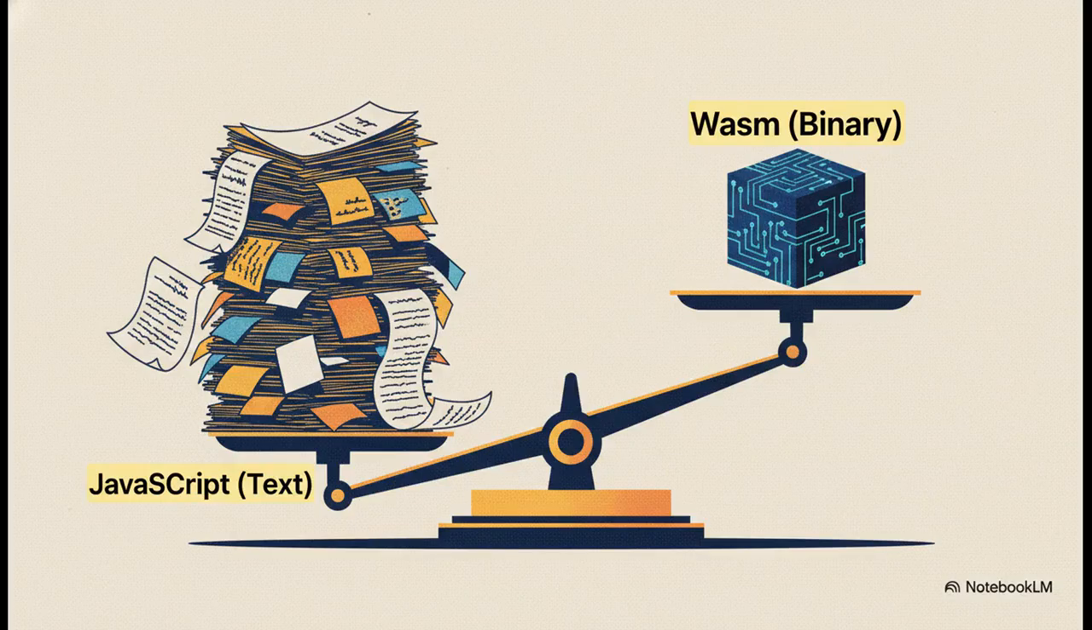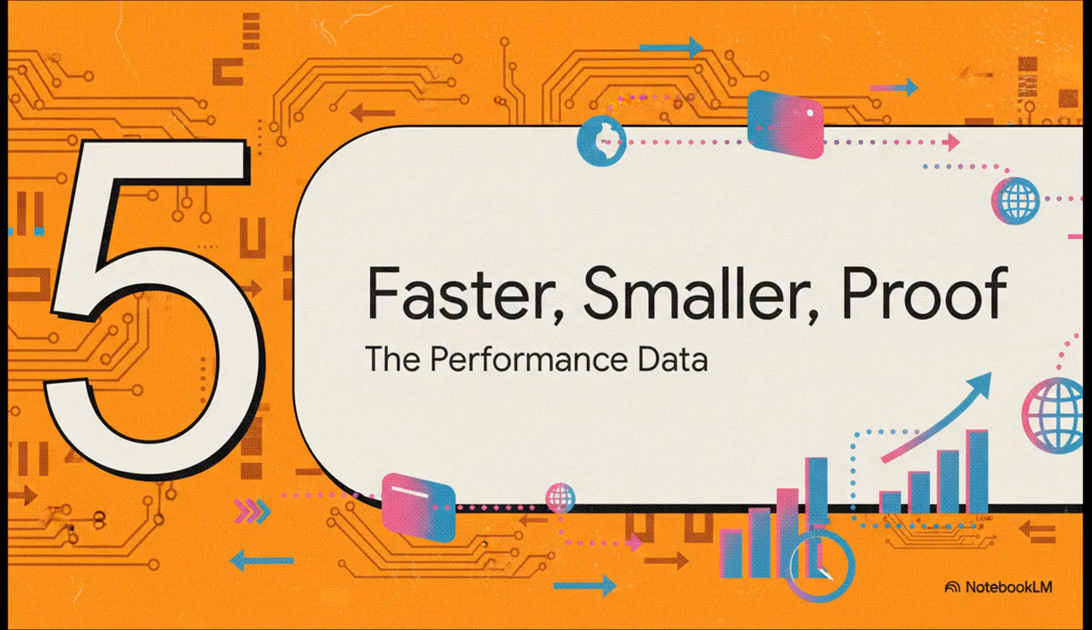And finally, WASM is compact. Because it's a binary format, not text, the files are just way smaller. And smaller files mean faster downloads and quicker page loads. It's a better experience for everybody, plain and simple. Okay, so that's the promise, right? Safe, fast, portable, and compact. But does it actually deliver on those promises? Well, let's look at the data, because the numbers don't lie.